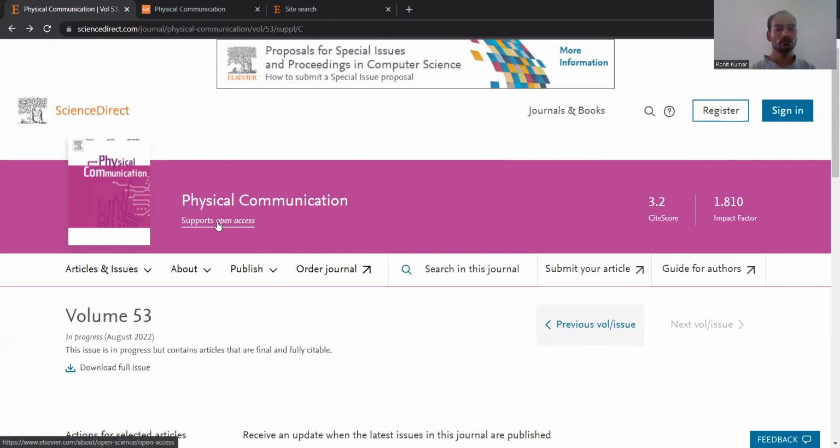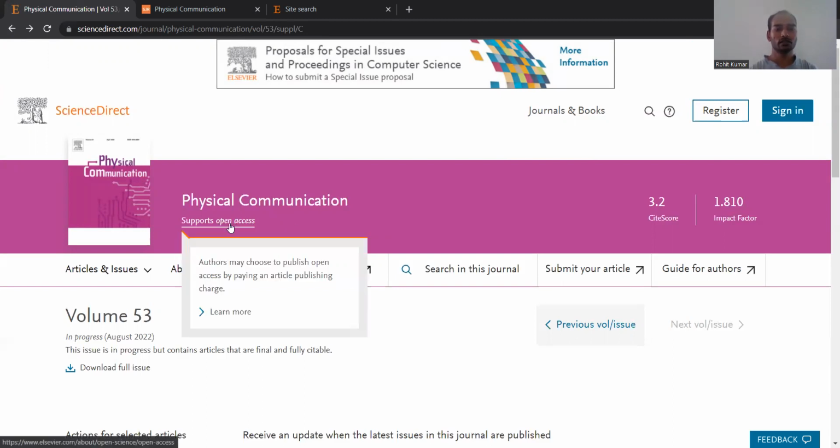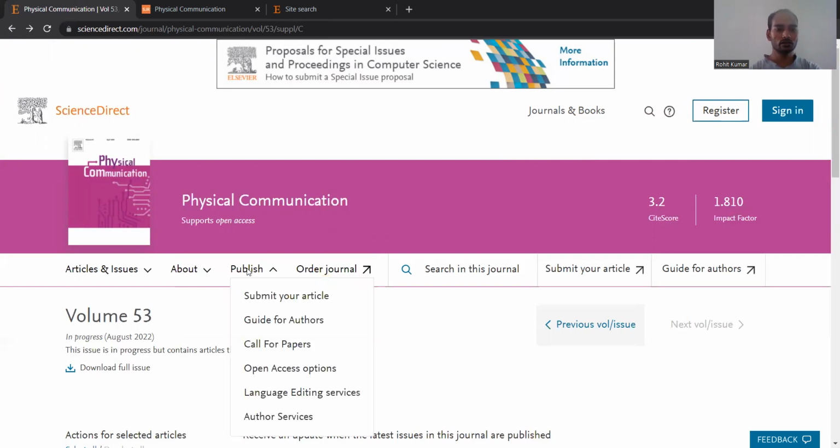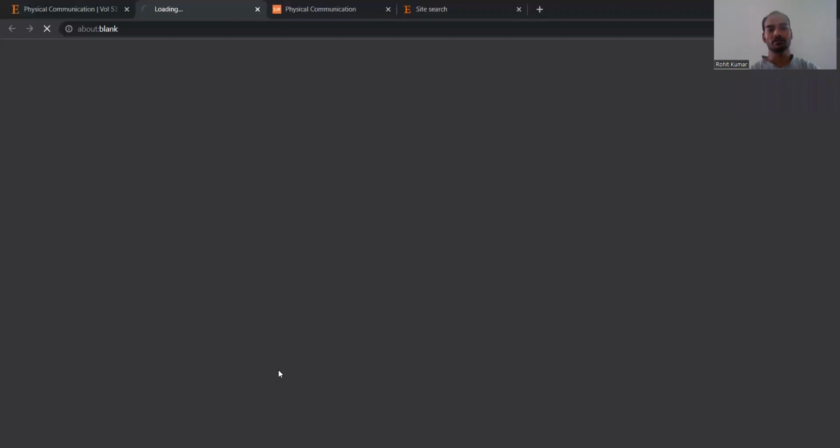So here, if you don't know what it means, then you can click over it, and you will see that authors may choose to publish open access. Means there is a choice. So obviously, both options, the subscription based and the open access, are available. Still, if you are confused, then you can go into Publish, and then jump onto the open access options.